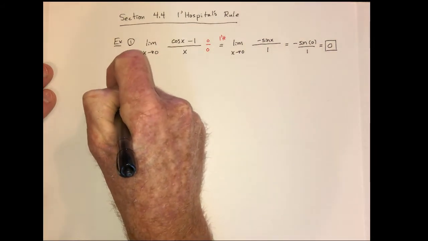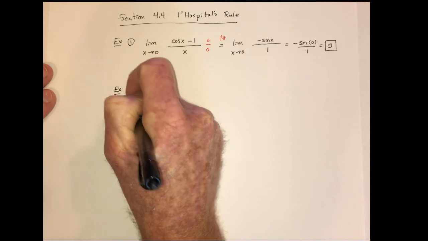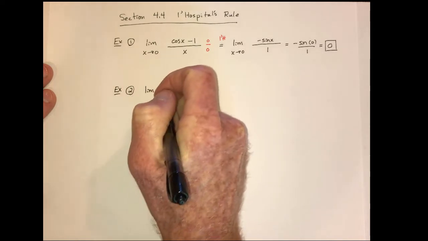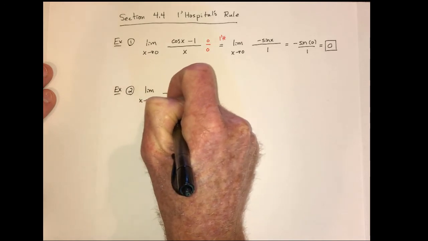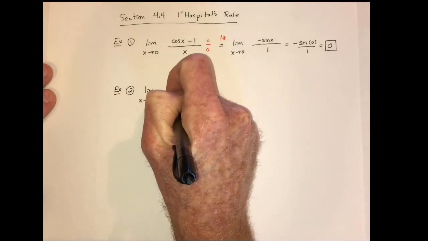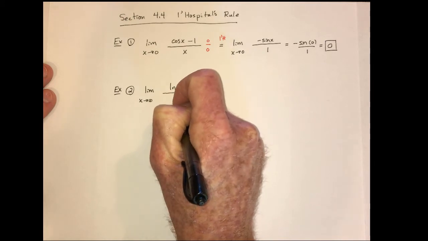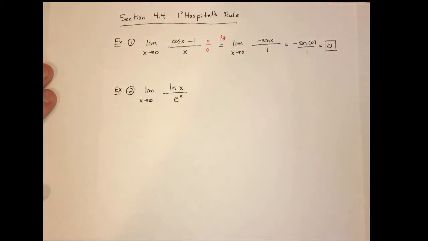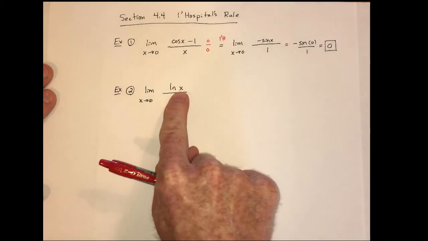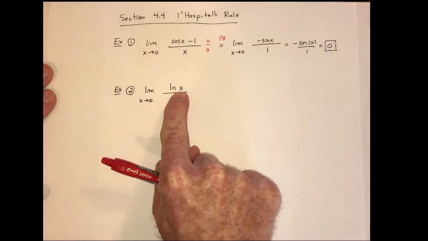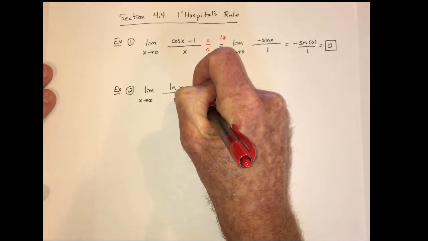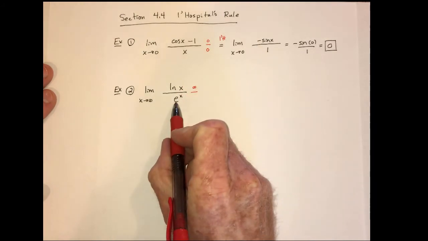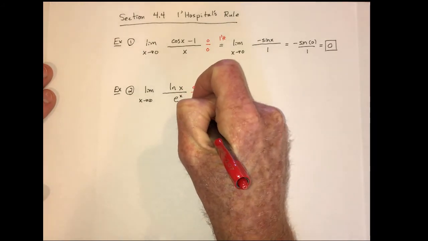Then for example number 2, the limit as x goes to infinity of the natural log of x over e to the x. So if you substitute infinity in for this x right here, the natural log of infinity is infinity. And e to the infinity is also infinity.